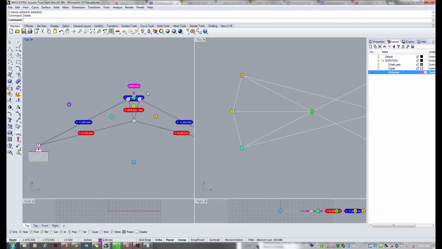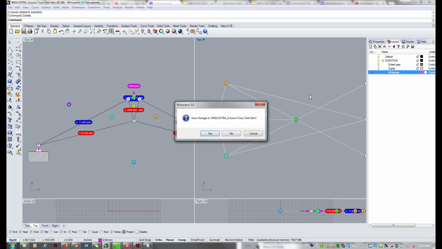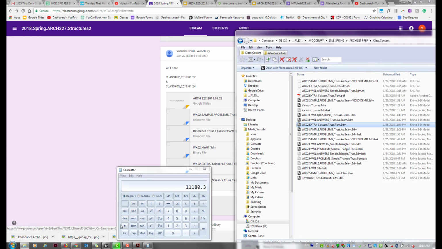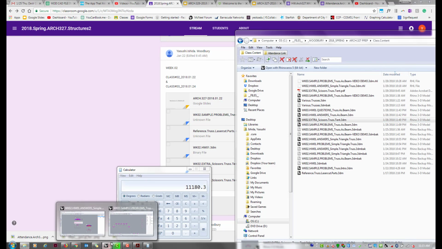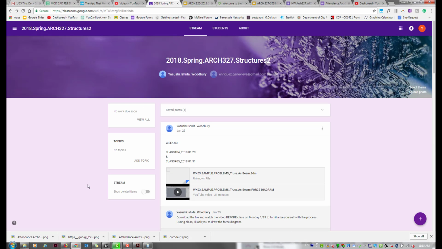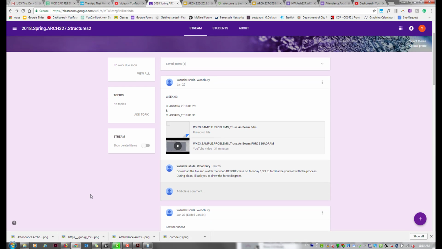All right, so we've used quite a bit of time, we have half an hour left. All right, so hopefully that was helpful. And now let's start with what we were supposed to start with today, which is this one, sample problem trusses beam.